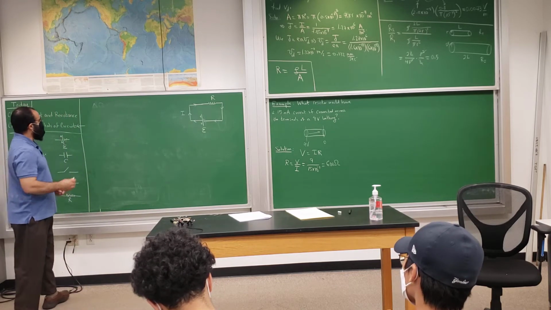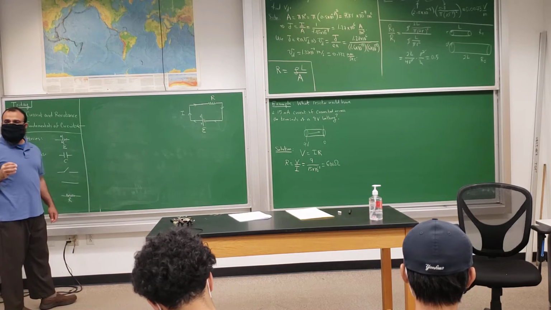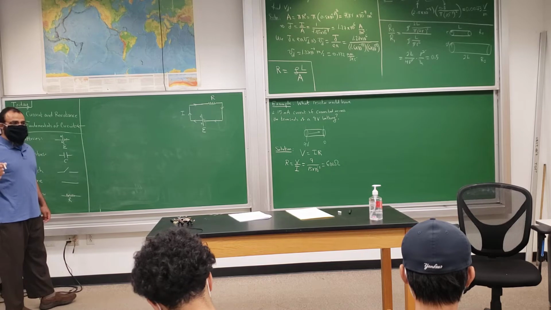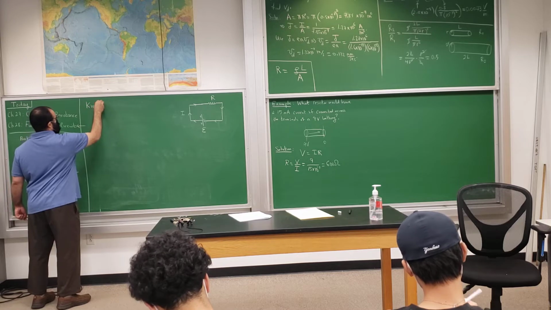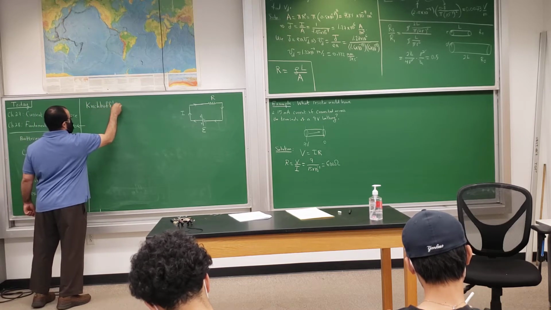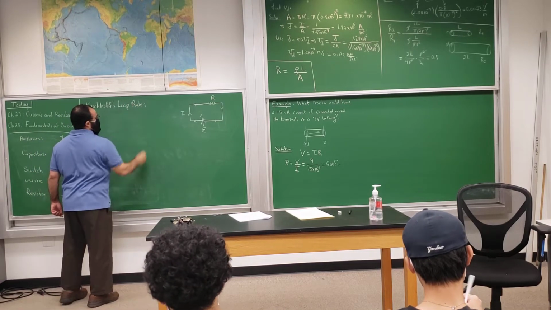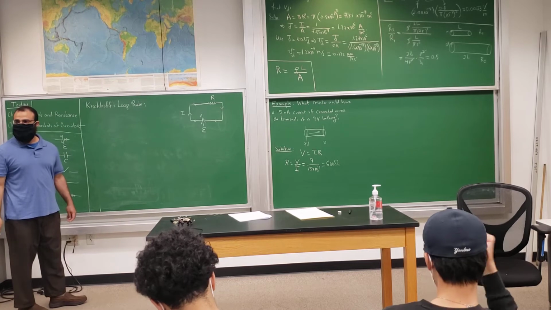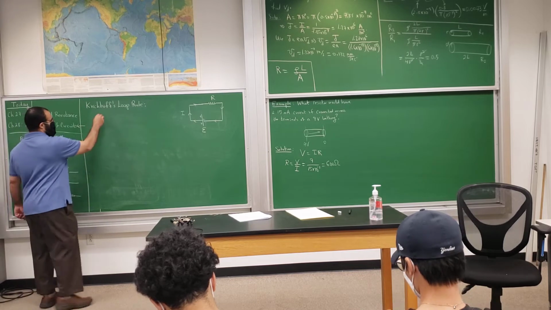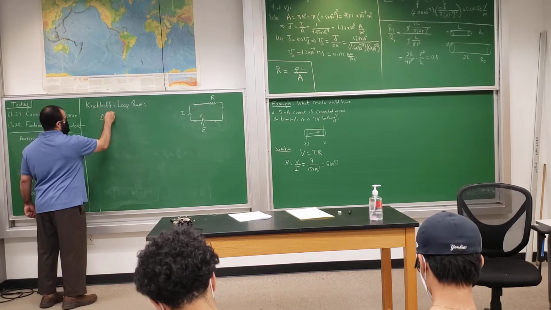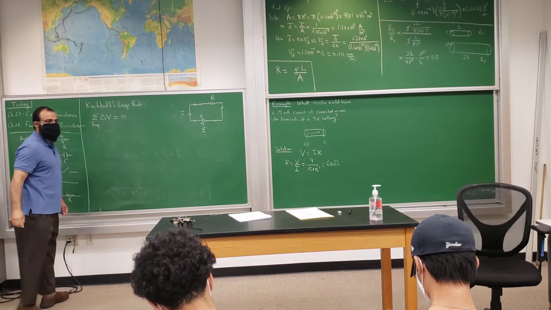So I will mention Kirchhoff's loop rule. Instead of calling them rule 1 and rule 2, I'll try to just call them the loop rule and the junction rule. So it says if you add up all the changes in voltage in a closed loop, you get 0. So delta V, sum over a loop, equal to 0.